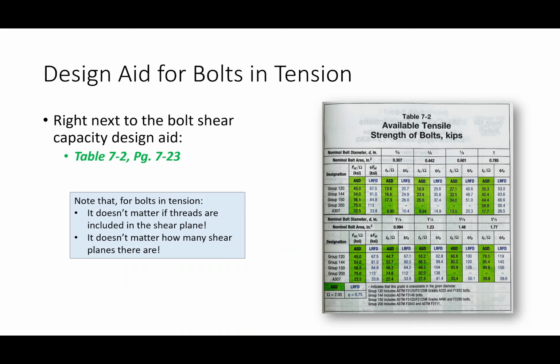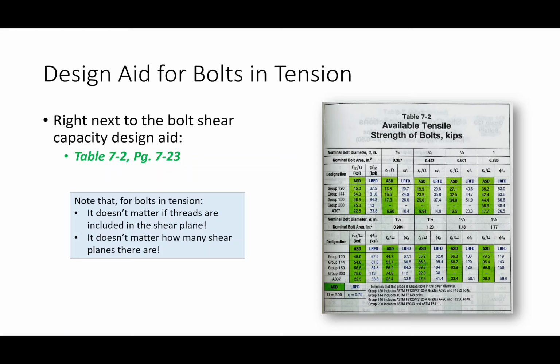Just like with bolts and shear and with slip, there is a design aid for bolts and tension. It is a lot easier to deal with bolts and tension computationally than bolts and shear, because it doesn't matter whether threads are included or excluded from the shear plane, because there is no shear plane. You're not shearing anything. You're loading it in tension. And it also doesn't matter how many shear planes there are, because there's no shear. You're just yanking on it in tension. So really all it is: here's the stress, here's the diameter, there's the answer. It's that simple.